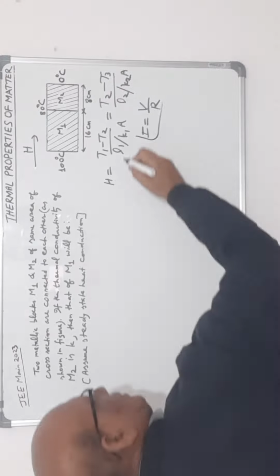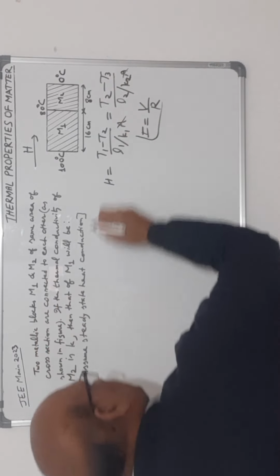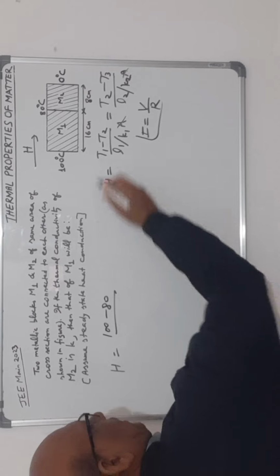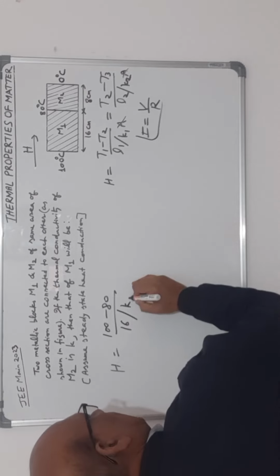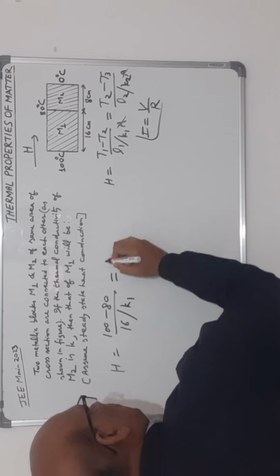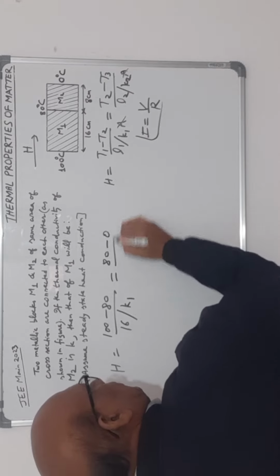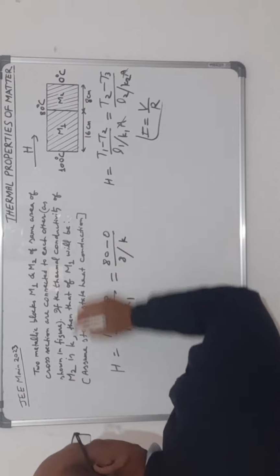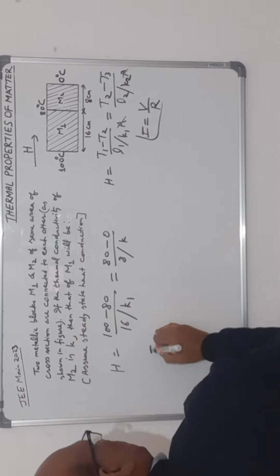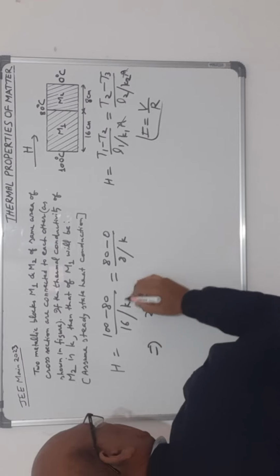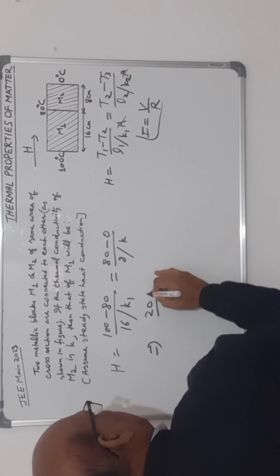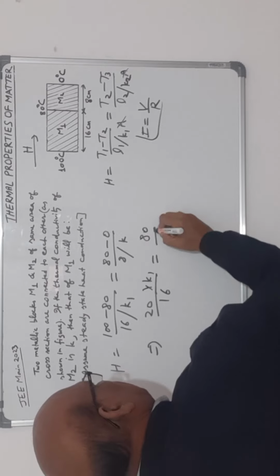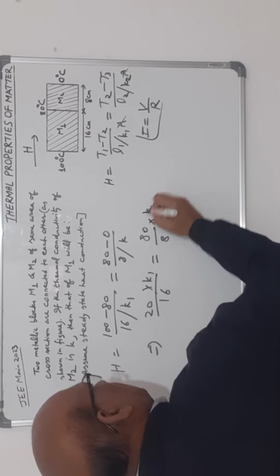Okay, so this area will get cancelled out because they are of the same area. So T1 minus T2, that means H will be equal to 100 minus 80 upon L1, which is 16, upon thermal conductivity K1, is equal to T2 minus T3, that is 80 minus 0 upon L2, that is 8, divided by its thermal conductivity, which is given as K for M2 block. So K2 is equal to K. So this will give 20 into K1 upon 16 is equal to 80 divided by 8, and this K will go in the numerator.